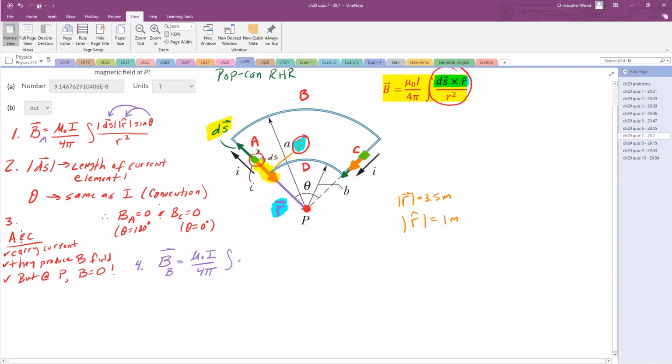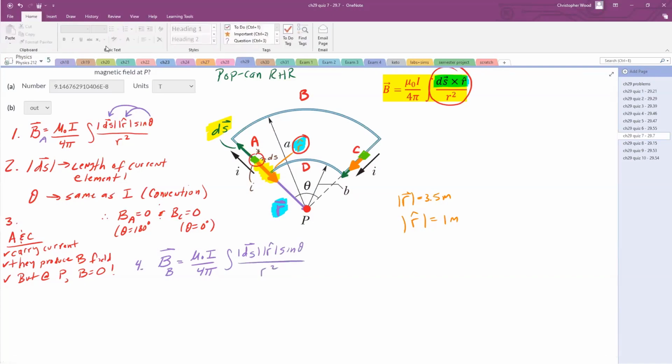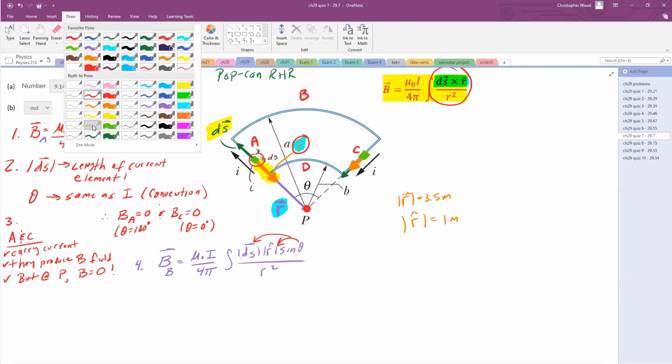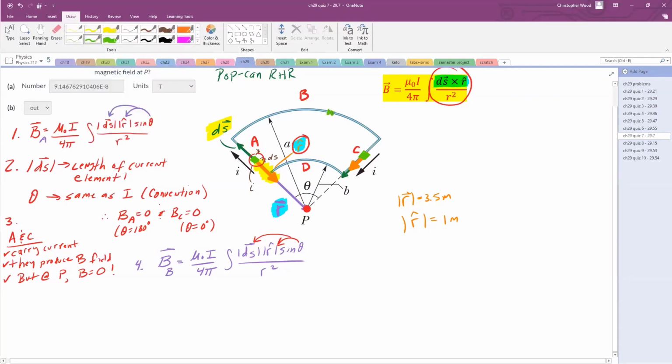And then I'm going to do the same thing just for reinforcement. The magnitude of ds, the magnitude of r, and the sine of the angle between them, all over r squared. This is going to be different, although I will once again state the obvious: theta is referring to the angle between r hat and ds, which means I have to draw all this stuff. So here's my ds element.